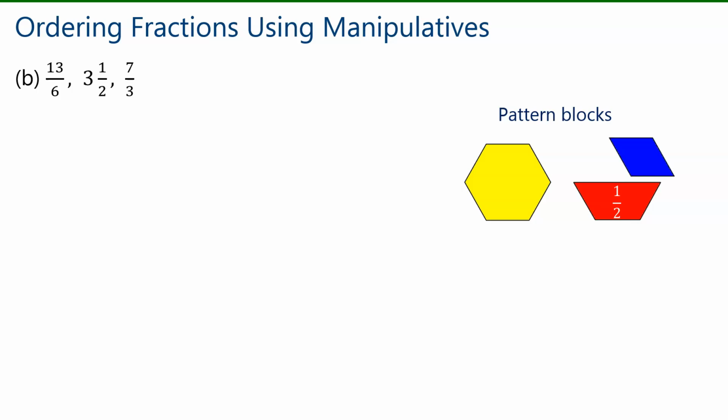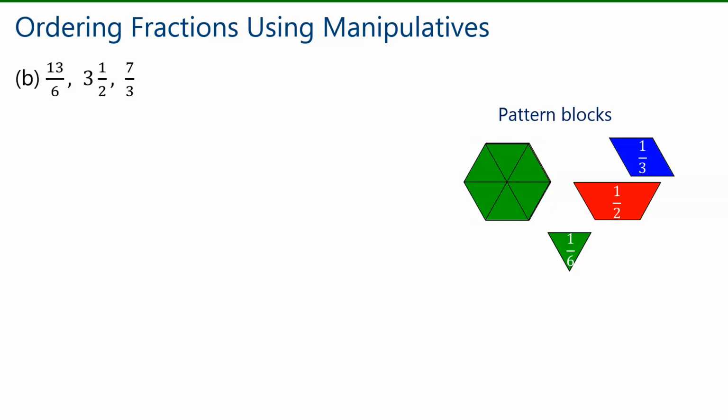Now this blue shape is a rhombus. If I place that on the hexagon, it takes 3 of the rhombuses to make 1 hexagon, so that means it's a third. Last, we have a triangle. If I place that on the hexagon and fill it up, it will take 6 of them. So now we'll use these pattern blocks to help us represent the fractions.